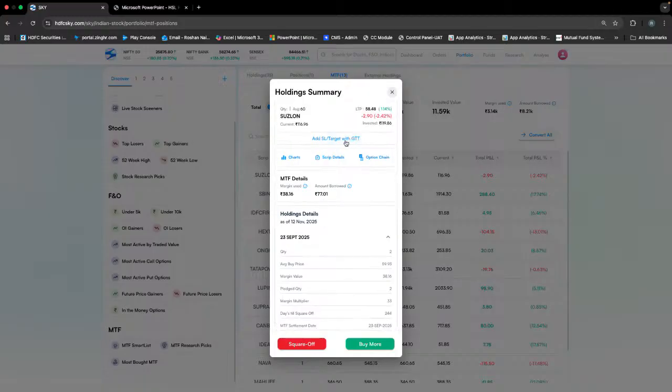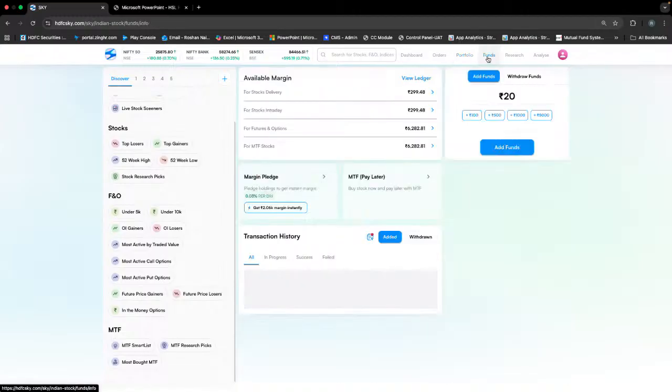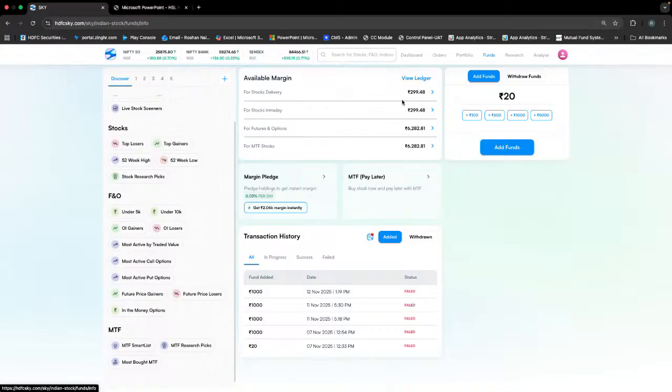You can obviously add a stop-loss target also with GTT, but that's for another webinar. Now let's say funds. I've invested in MTF, but how do I see how much cash I have in MTF and how much I have in margin? Here you can see a clear bifurcation in our available margin tab, or funds tab rather: how much margin I have for stocks and how much margin I have for MTF.